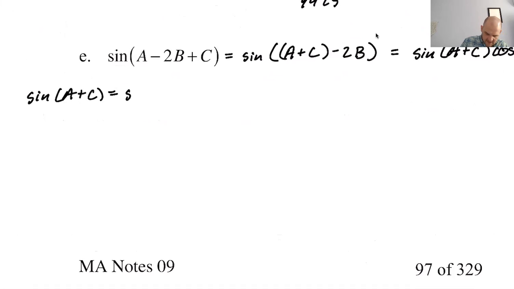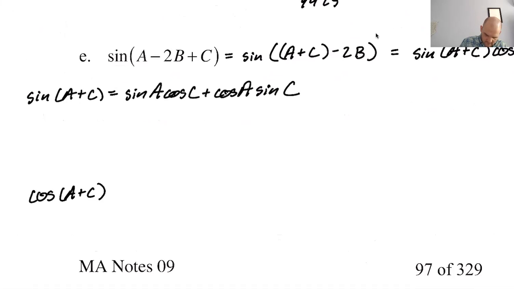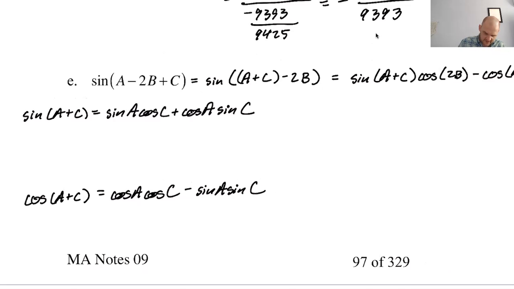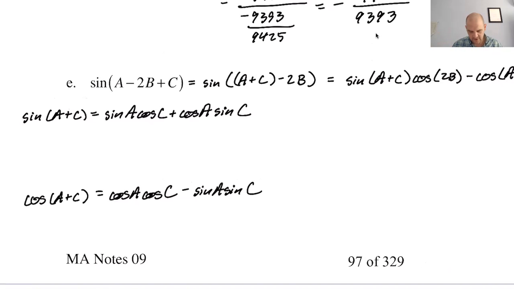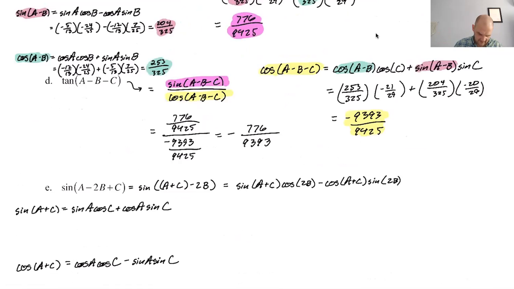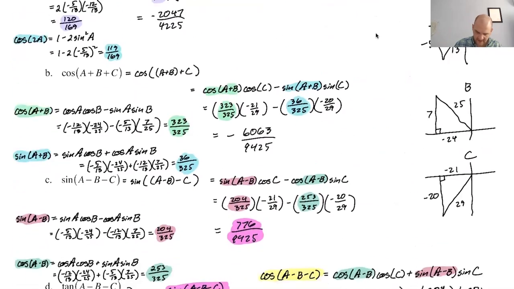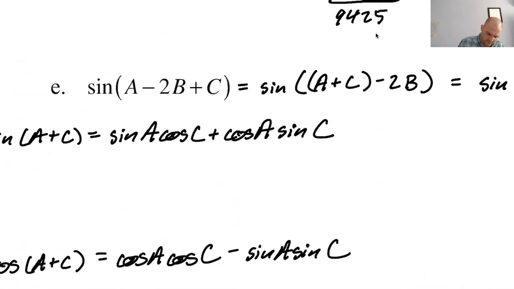Sine of a plus c is going to be sine a cosine c plus cosine a sine c. And then when we get to it, cosine of a plus c is going to be cosine cosine minus sine sine. So if we do a good job getting the values for the first one, we can just rearrange them for the second one. That's our goal. Sine of a, cosine of a. Sine of a, negative 5 over 13. This is the moment. Negative 5 over 13.